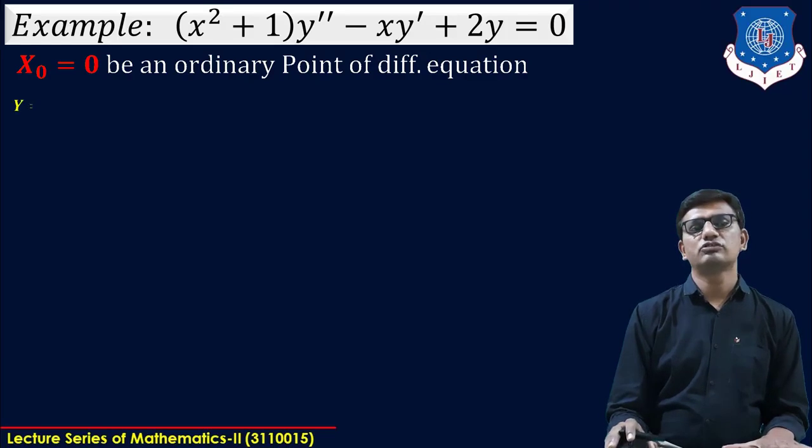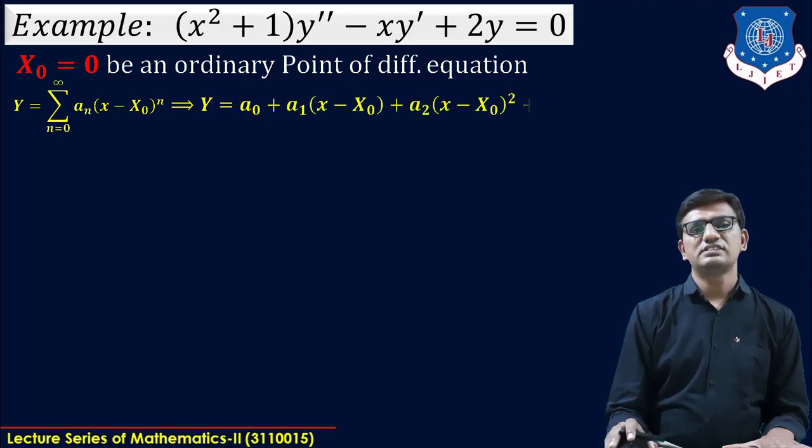Now our power series solution is y = sigma n = 0 to infinity a_n (x − x0)^n, where x0 is 0.